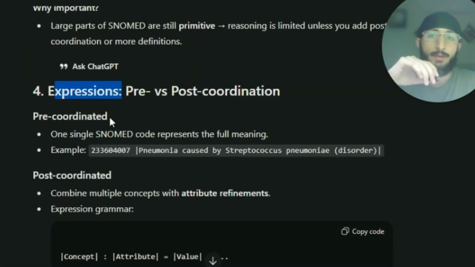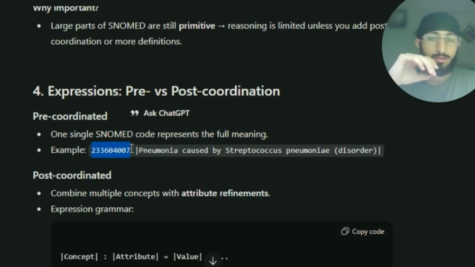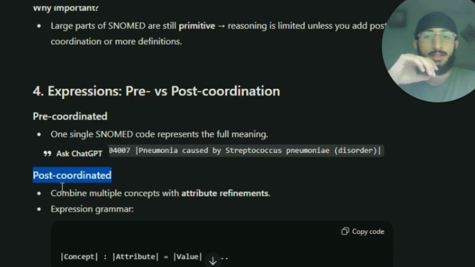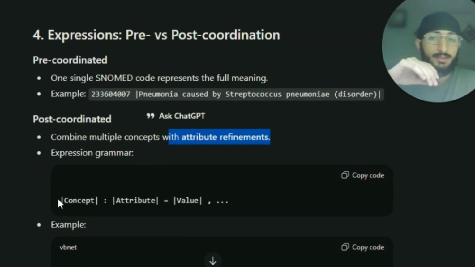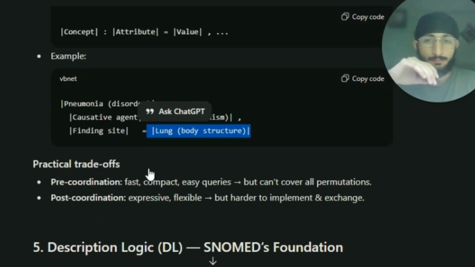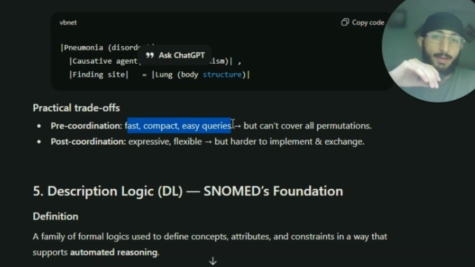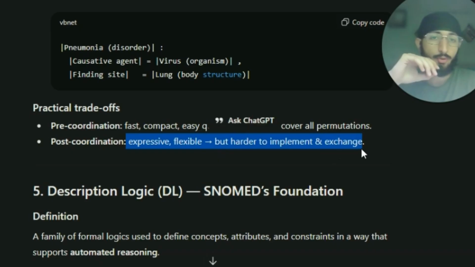Now talking about the expression types, we have pre-coordination versus post-coordination. Pre-coordinated expressions have one single SNOMED CT ID representing the full meaning. This is the unique ID, for example, pneumonia caused by streptococcus pneumoniae disorder. Post-coordinated expressions combine multiple concepts with attribute refinement, so we have multiple concept IDs. The grammar is something like this: concept, attribute, value, and then another attribute, then value. So pneumonia disorder has causative agent virus organism, then finding site lung body structure. Pre-coordination is fast, compact, and has easy queries, but cannot cover all permutations. Post-coordination is expressive and flexible, but harder to implement and exchange.